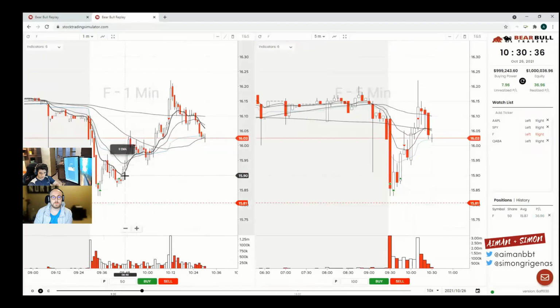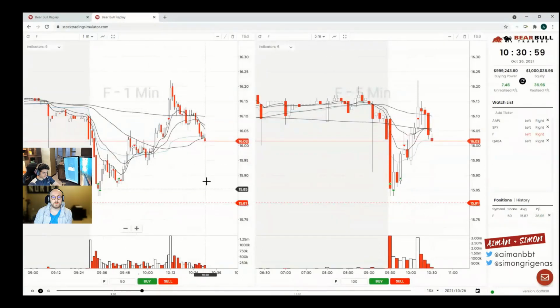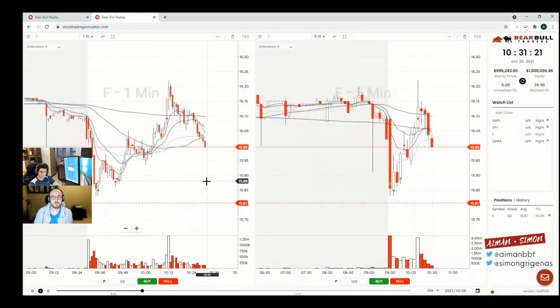Find the key levels, wait for the market to open, play around those levels with a huge risk reward.